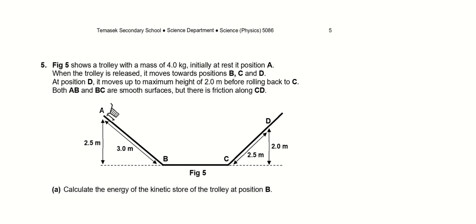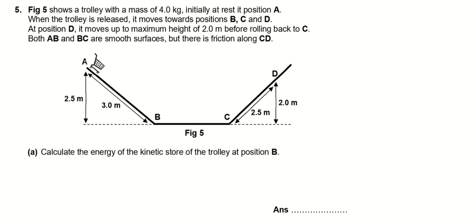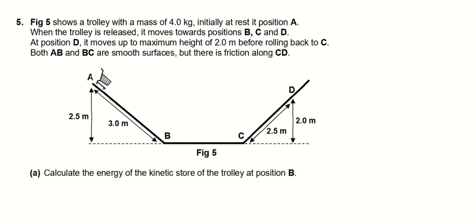So I'll be going through question 5 now. Question 5, we again switch to a calculation question. For question 5, it shows a trolley with a mass of 4 kg. So again, annotate, let it be m, and it is 4 kg, so we don't need to change it. It's already in SI units. It was initially at rest, that means the speed was 0. So if it's 0, that means the energy in the kinetic store is 0.